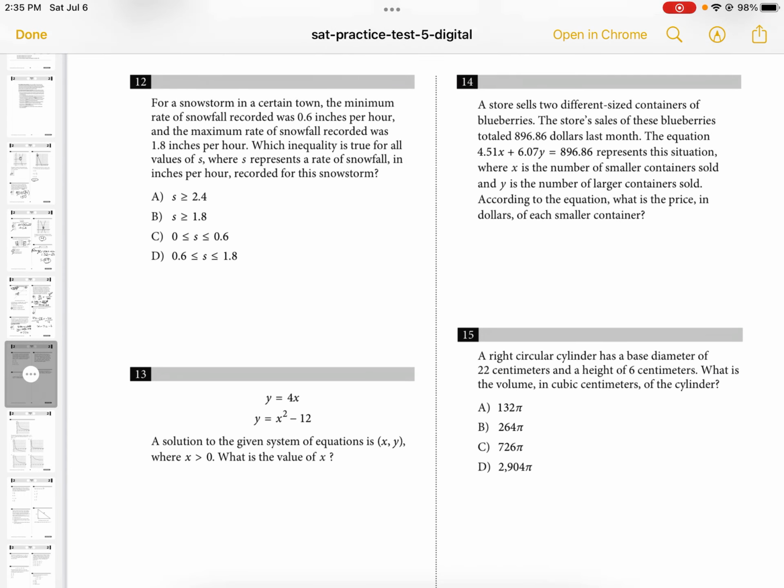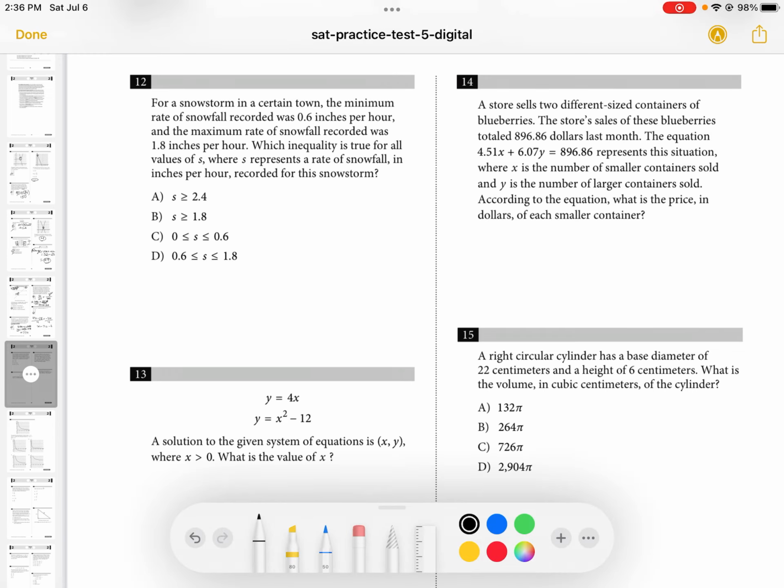For a snowstorm in a certain town, the minimum rate of snowfall recorded was 0.6 inches per hour, and the maximum rate of snowfall recorded was 1.8 inches per hour. Which inequality is true for all values of s, where s represents a rate of snowfall in inches per hour recorded for the snowstorm? Okay, so the minimum was 0.6. So the rate of snowfall s has to be bigger than or equal to 0.6. Right, and 1.8 was the maximum. So 1.8 is greater than or equal to s. Combining the two inequalities, you get D.